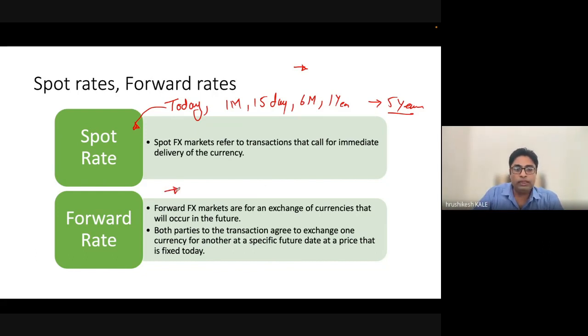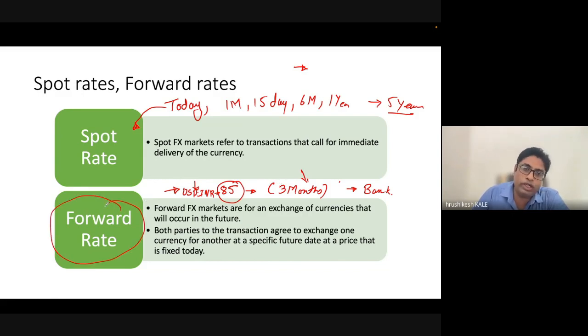So I will say, I want to purchase USD after 6 months. They will give us a rate, let's say 85. What does that mean? USD to INR is 85 for, let's say, 3 months. No matter what the rate is in the market, after 3 months the bank, the agent, will give me 85 rupees for 1 US dollar. But when? After 3 months. So this rate, which we are going to get after 3 months, is called the forward rate.